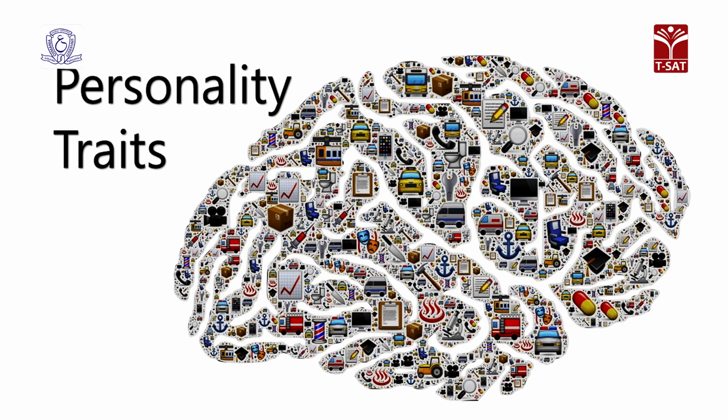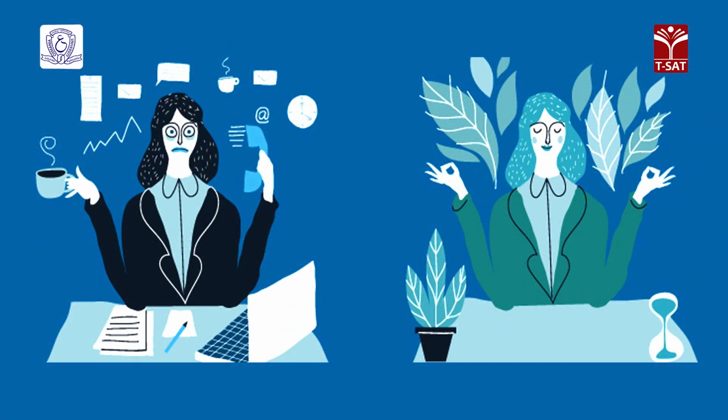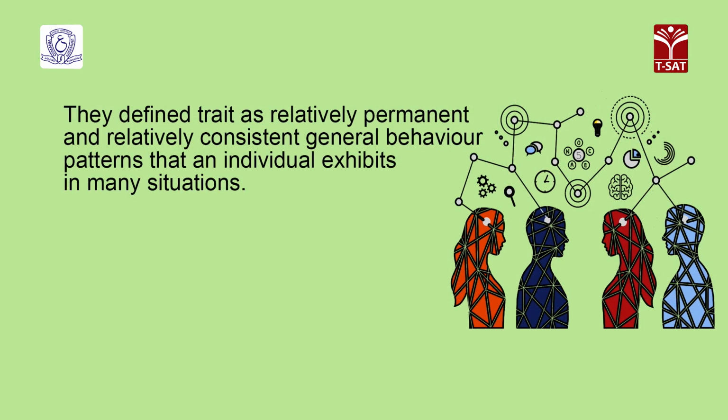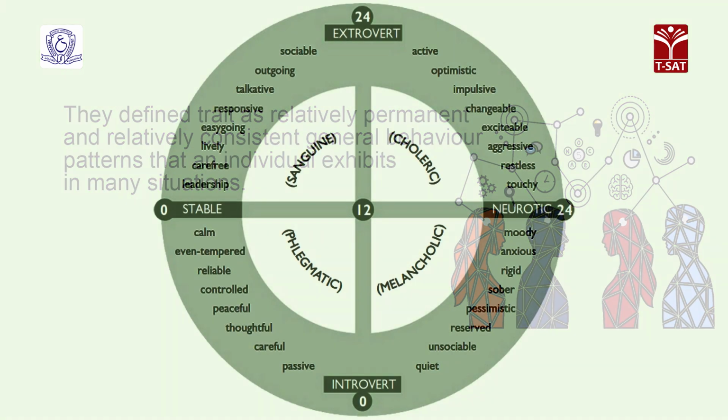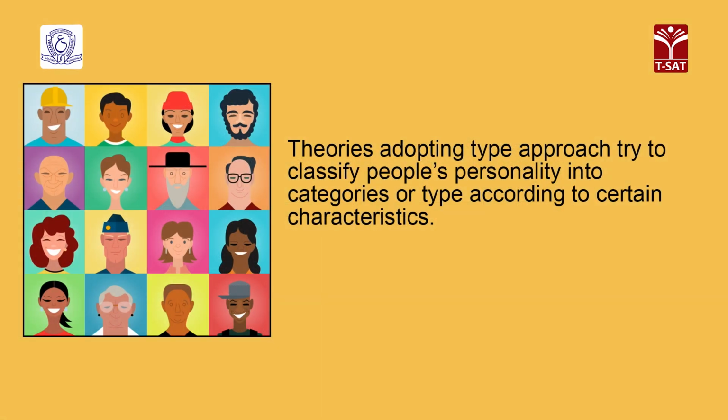A trait is a characteristic pattern of behavior or conscious motive which can be self-assessed or assessed by peers. Theories adopting trait approach try to describe people in terms of unique pattern of traits. They define trait as a relatively permanent and relatively consistent general behavior pattern that an individual exhibits in many situations. Whereas the term type is used to identify a certain collection of traits that make up a broad general personality classification. Theories adopting type approach try to classify people's personality into categories or types according to certain characteristics.